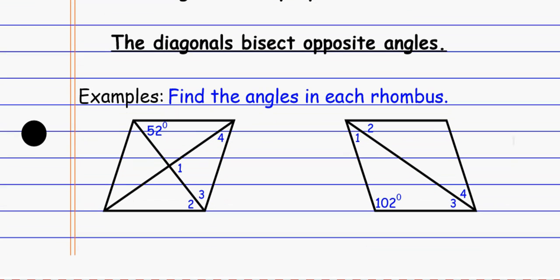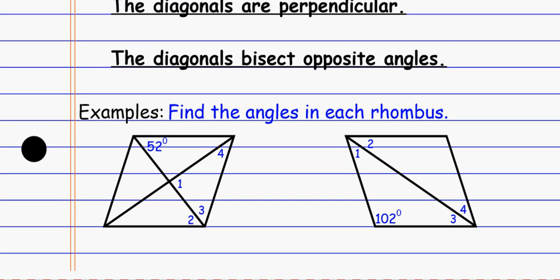For example, when I look at these, it says find the angles in each rhombus. So the directions are telling you that this is a rhombus. And if this is a rhombus, that means the diagonals are perpendicular, which means when these two diagonals cross, they'll cross at a 90-degree angle. When you look at angle 1, angle 1 is where these two cross, so that has to be a 90-degree angle. Now I automatically know the measure of angle 1.